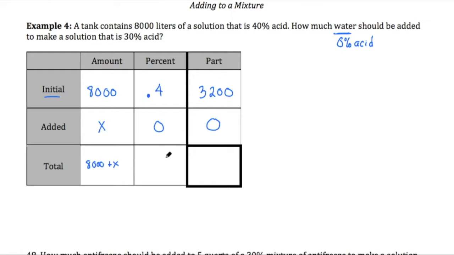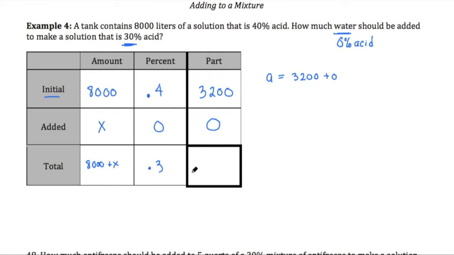Now here, we're not going to add the two rows above. We're going to think about what our goal is. Our goal is to be at 30%. So 0.3 is the percent there. So we've now left this magic square that's all in bold down here, and this magic square is going to create two equations for us. Our first equation is going to come from the fact that the acid, A for acid, is equal to 3,200 plus 0. That's from looking at it from these parts here.